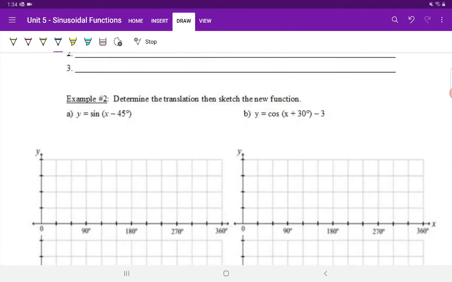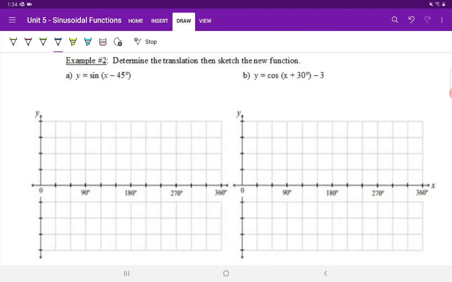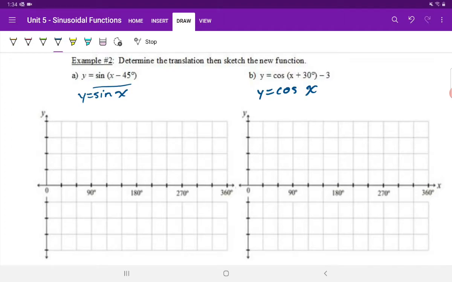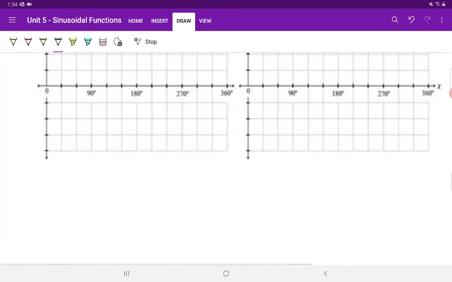Now, let's look at how to sketch this. Okay, how to sketch the graphs of these equations. We're going to sketch both. In this case, we're going to sketch y equals sine x as well. And in this case, we'll also sketch y equals cos x. So we'll have 2 graphs on each, just so you can observe the differences. Okay, so let's start with the table of values of y equals sine x. Okay, we're going to plot that first.